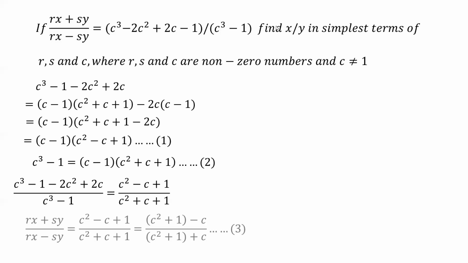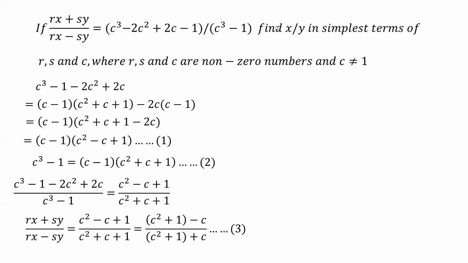And we can write what's given as (rx + sy) divided by (rx − sy) is equal to (c² − c + 1) divided by (c² + c + 1). And then we rearrange this, and there's a purpose to doing that, which I'm going to tell next. But the rearrangement is simply we take the plus 1 along with c², so put that in parentheses just to make it clear. So (c² + 1 − c) by (c² + 1 + c). And let's call this equation 3.